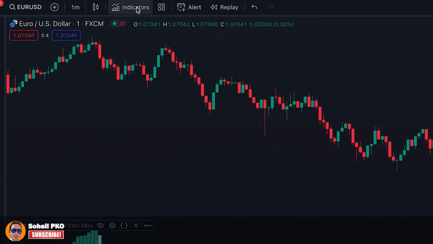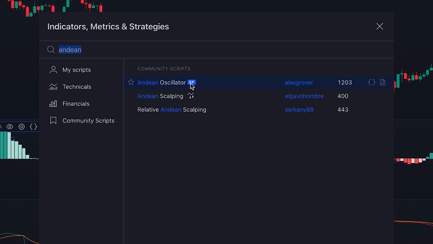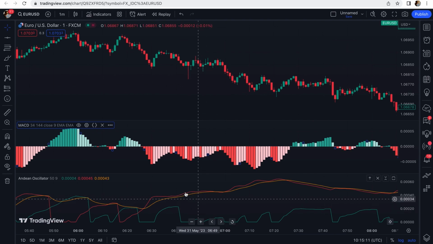The next indicator that we should add is the Andean Oscillator. This one is an editor's picks indicator, and it's written by Alex Grover, and we're going to use this indicator with its default settings.